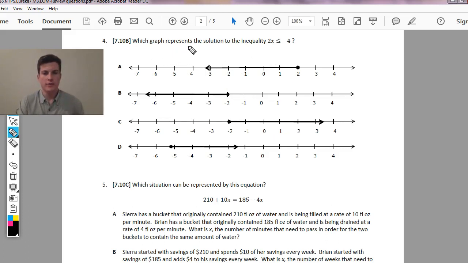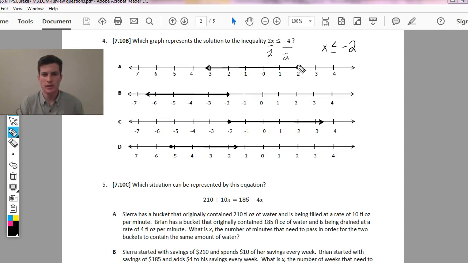Number 4, which graph represents the solution to the inequality 2x is less than or equal to -4? Cool, let's solve it right here. I divide by 2 to get x by itself. Divide by 2. So I know on the left I have x is less than or equal to, what's -4 divided by 2? Good, -2.